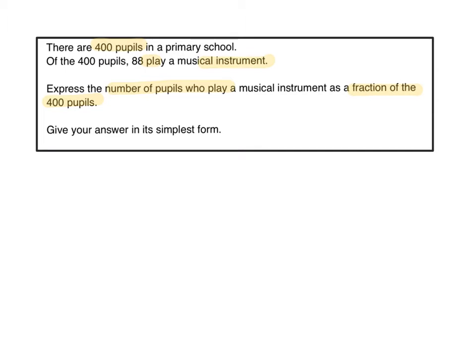So it's the number of pupils who play, which is 88, over the total number of pupils, which is 400. Now, this answer can be simplified, so I need to figure out what's the biggest number that can go into 88 and 400. So let's have a look at 88 and have a look at 400.